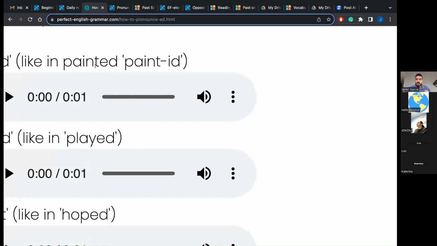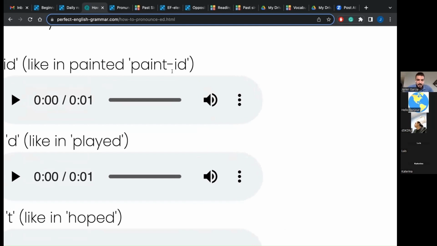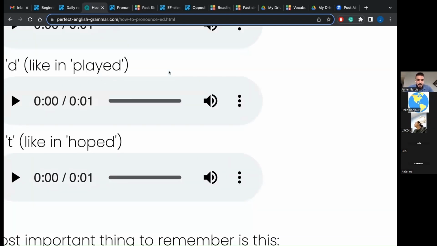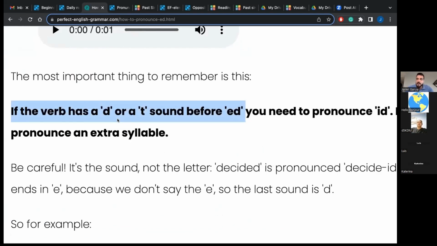Because the word is paint, for example. Without the past tense, it's paint. It has the T sound, correct? So since it has the T sound, it's gonna sound like this, painted. It's gonna sound like the ID, you see, painted. Very good. So now let's do another example. That was the example of a T, the T at the end.